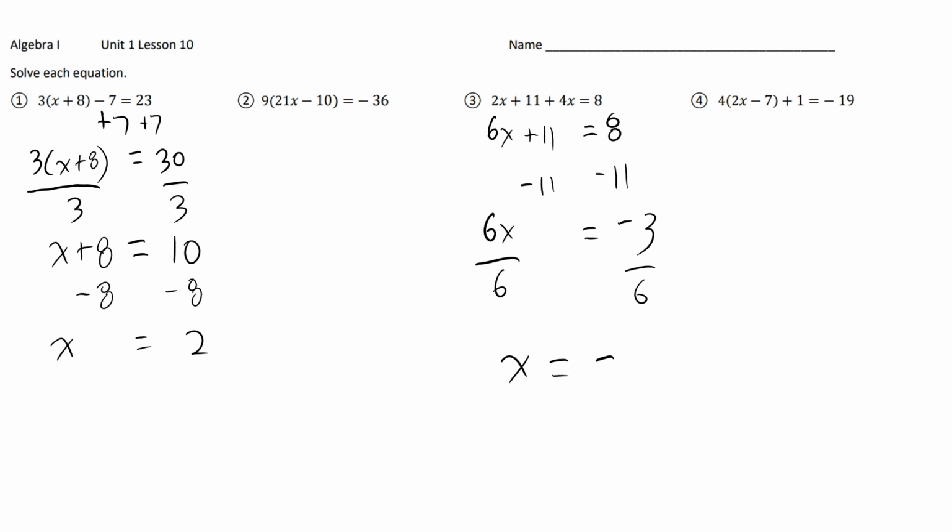If you're wondering why it becomes 1/2, well, 3 is 1 times 3. 6 is 2 times 3. I've got a common factor of 3 that I can cancel out.